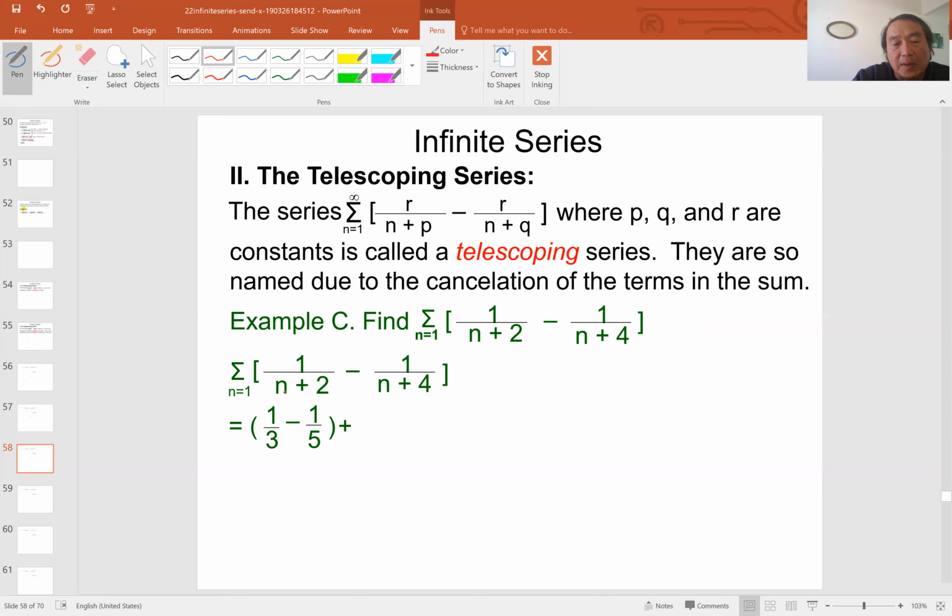If I put n equal to 1 in here, I get 1/3 minus 1/5. Now when n is 2, I'm going to get 1/4 in the front, and then minus 1/6. And when I put n equal to 3 in this formula, I'm going to get 1/5 minus 1/7. I'm going to do one more: that's 1/3, 1/4, 1/5, 1/6 minus 1/8. Okay, by this time you can see what we mean by telescope.